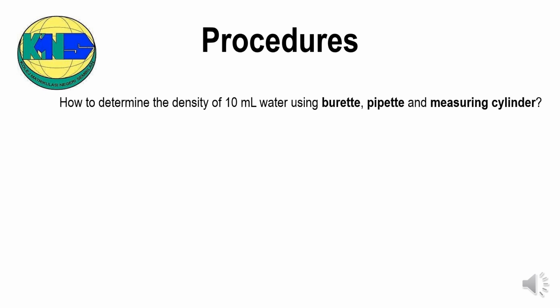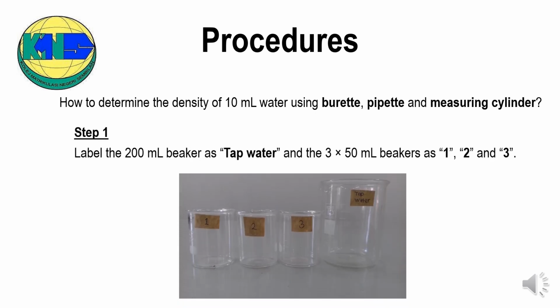Next, how to conduct the experiment. We are going to determine the density of 10 milliliter water using burette, pipette, and measuring cylinder. Step 1. Label the 200 milliliter beaker as tap water and the 3 50 milliliter beakers as 1, 2, and 3.